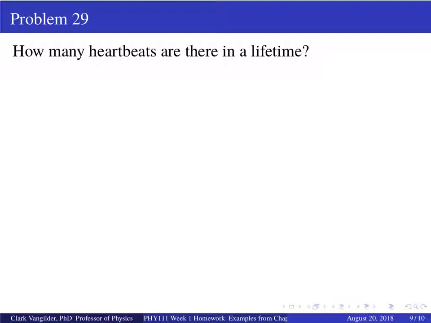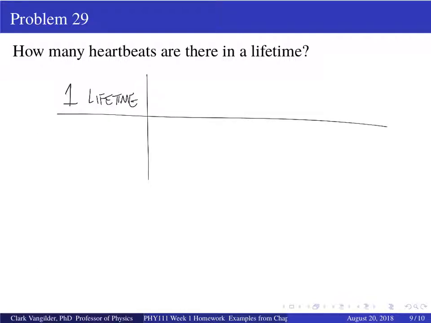Anyways, how many heartbeats are there in a lifetime? Well, one lifetime, pretend that that's a unit, and I'm going to convert it to heartbeats. Well, there's roughly 1 billion seconds in a lifetime. In fact, I take that back. This came out of your book. In half a lifetime, there's roughly 1 billion seconds.